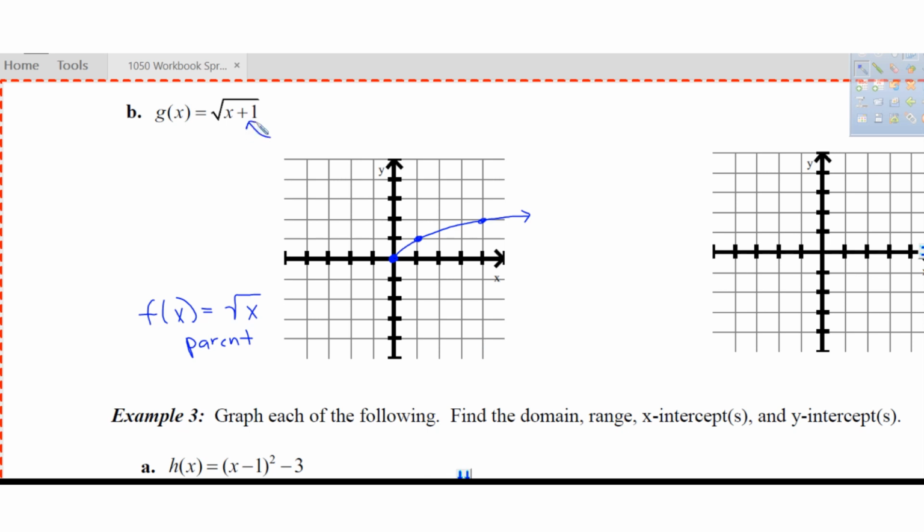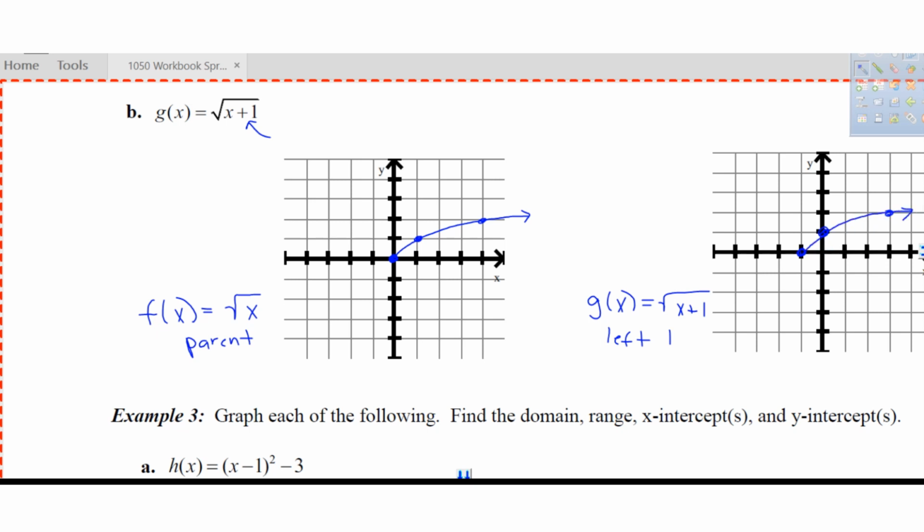Okay, talk to me about that +1 right there. Is it inside or is it outside? It's in, so that means right or left. Is it right or is it left? It's left. It's the opposite of what you think. So you're going to go left 1. You're going to call the equation g of x is equal to the square root of x plus 1. Then I'm going to take that graph and go left 1. So here's left 1, and then I do normal stretch. Right 1, up 1, and then right 4, up 2, draw in my graph, and I'm done.